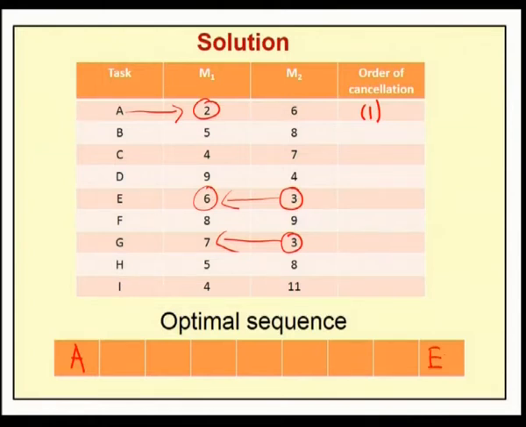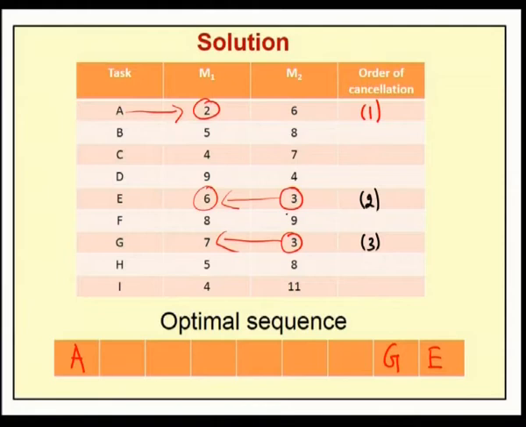After selecting E, next we have to select the task G. So after selecting 2, the next smallest is 3, corresponds to machine 2, occurs in 2 places. Therefore there is a tie. Since a tie occurs in this place, we have to look into the processing time corresponds to machine 1 for task E and G. Among these two, minimum is 6. So we have to select the task E last. Next we have to select the task G. So the order of cancellation is E should be cancelled 2, and for G it is 3.